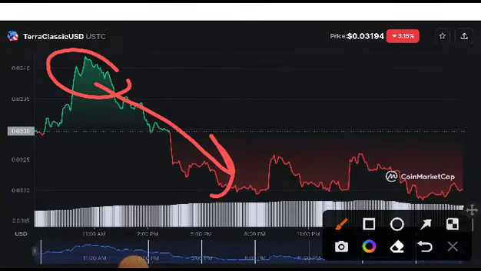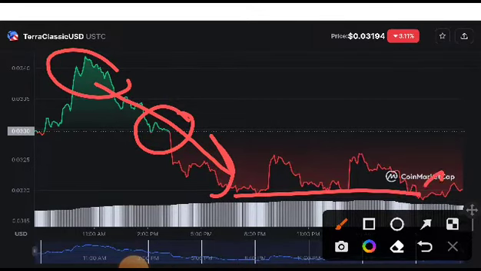This time, as you can see, the Terra Classic USDC price crashed very badly from the resistance line. I will give you completely 100% advice, and you will recover your loss if you are in loss, and you will get a very good profit. This time, as you can see here, it will dump down from the resistance line. So for the first entry, we need to take an entry quickly now.